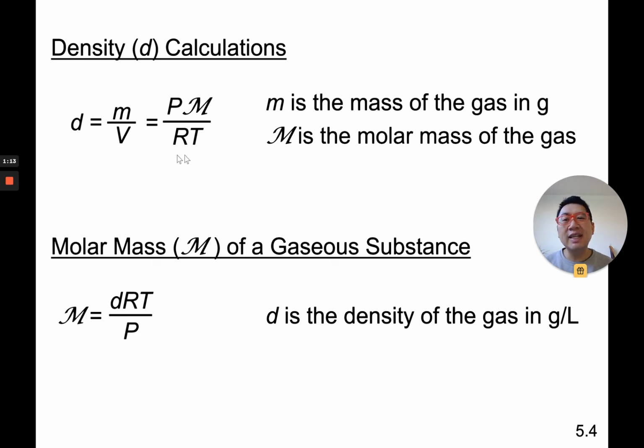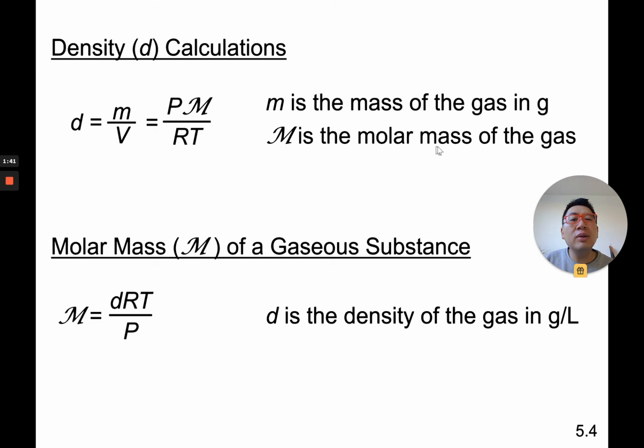If density is mass over volume, D equals M over V, you can rearrange this equation to D times V equals M. While rearranging the density equation using the ideal gas law, we actually get this. The density of a gas is equal to the pressure of the gas times the italicized capital M, molar mass of a gas. Molar mass, which is grams per mole.